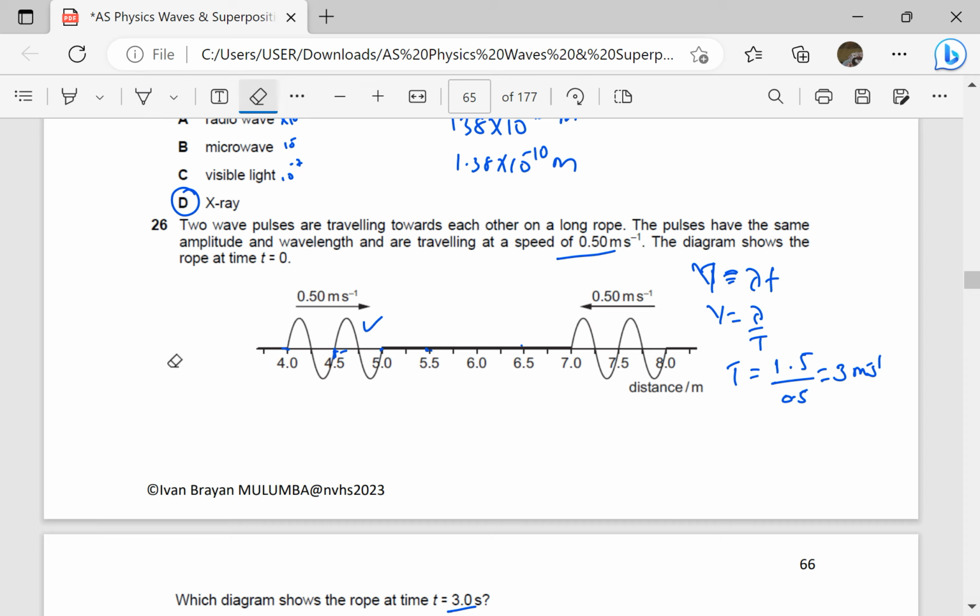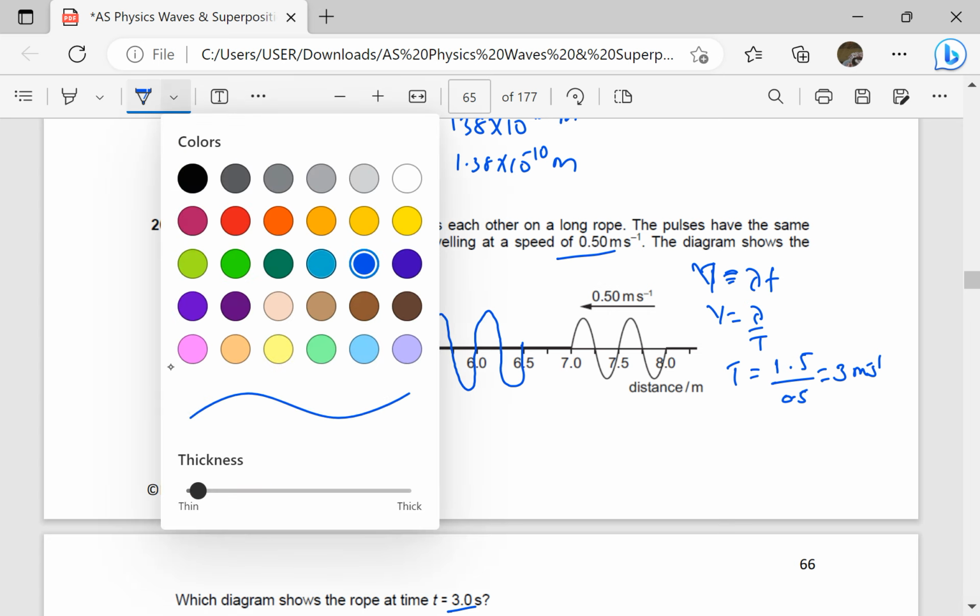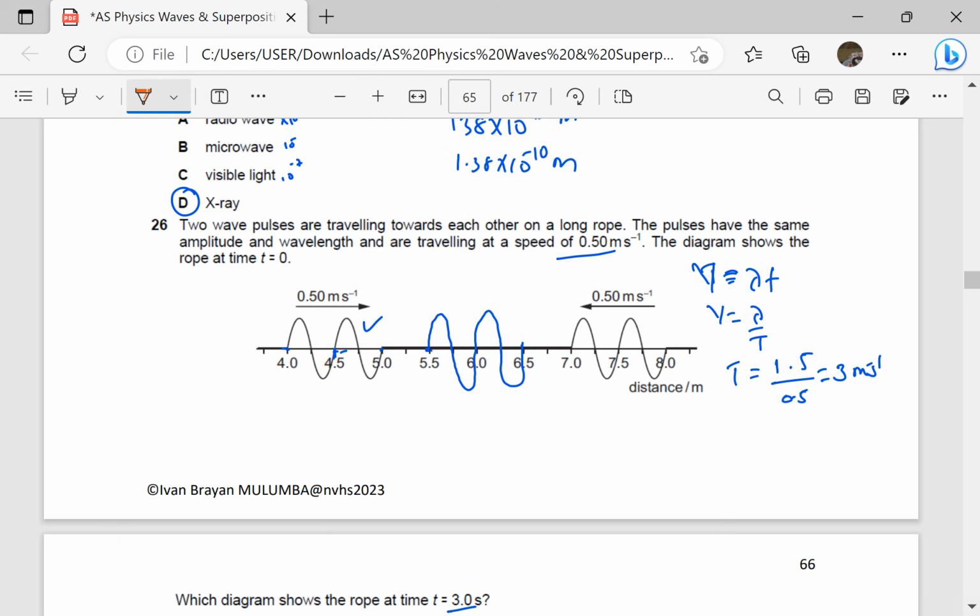Why is it hard for me to sketch this? For this one, then for the other one, because it was moving to the right, I'll change the color for it. For this one, we shall also have it here, because it will have shifted. So we shall have it here also.